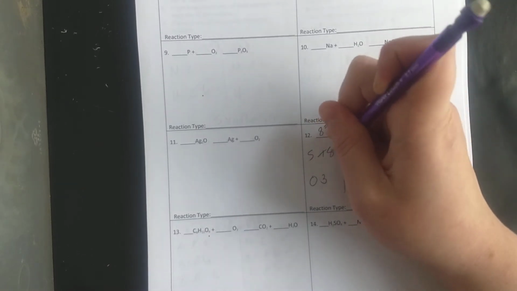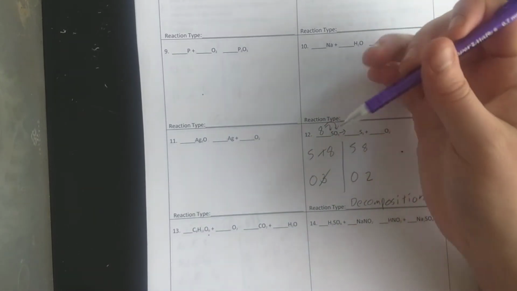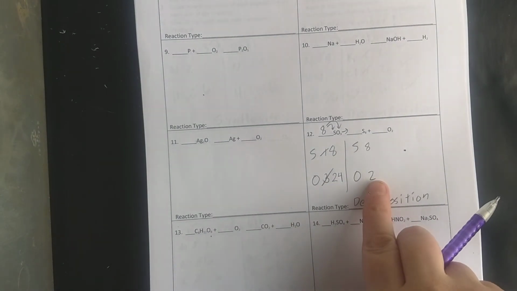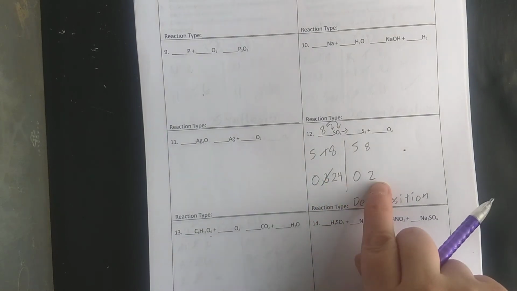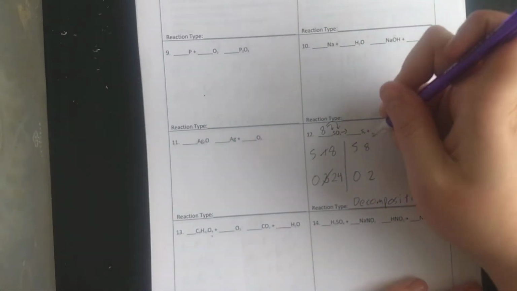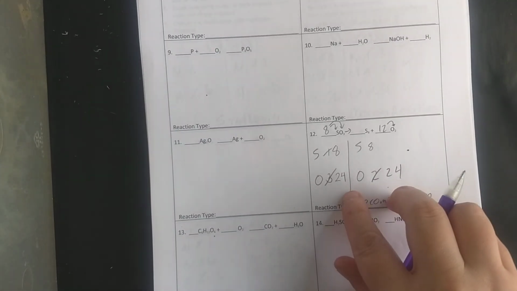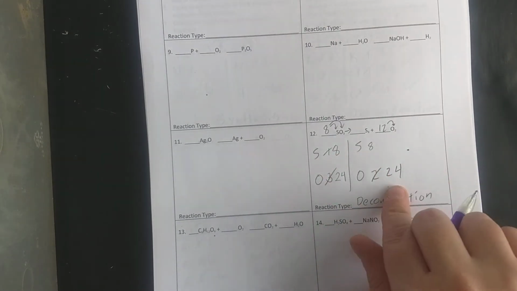So now I have 8 S's here and I have 3, 6, 9, 12, 15, 18, 21, 24 O's over there. Now if I jump over here, my O's don't match. So I need to put a big number in front of this. 12 times 2 is 24. So we can get big numbers and that's okay as long as it's balanced.